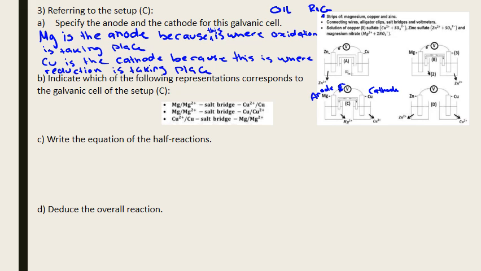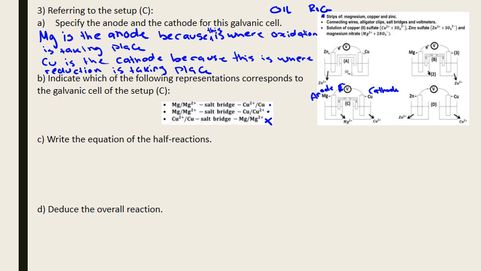Should hear this as well. Okay, indicate which of the following representations correspond to the galvanic cell of the setup C. Remember, we always write the anode, then the cathode. So this is the anode, then the cathode, so this can be a right option. This is also written as anode, then the cathode. That could be the right one as well. However, the last one, they've written the cathode, then the anode, so this is definitely wrong.